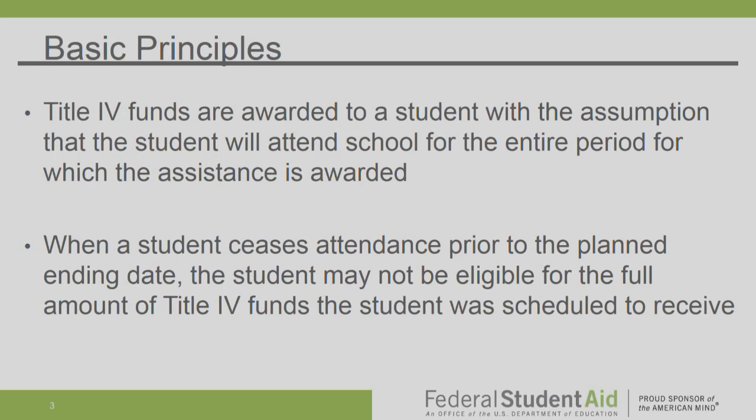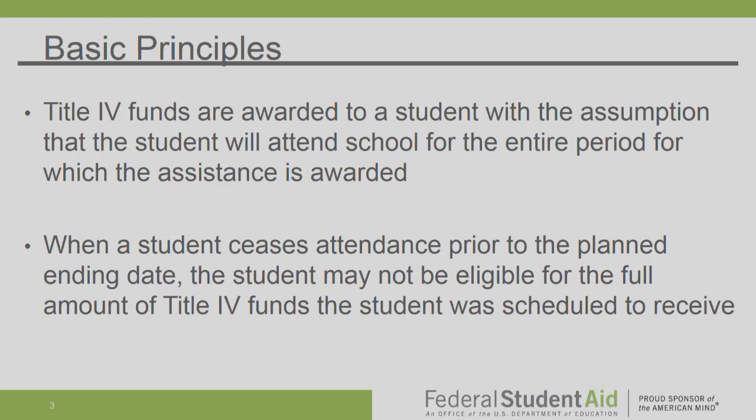So Title IV funds are awarded to a student with the assumption that the student will attend school for the entire period for which the assistance is awarded. When a student ceases attendance prior to the planned ending date, the student may not be eligible for the full amount of Title IV funds the student was scheduled to receive. This is the underlying principle in Section 484(b) in the Higher Education Act.